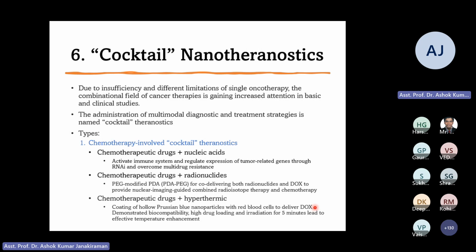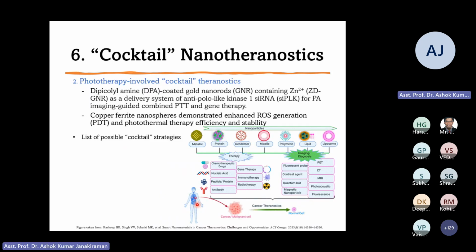The combination field in cancer therapies is gaining increased attention in basic and clinical studies. The administration of a multimodal diagnosis and treatment strategy is named a cocktail. So it has different models. Cocktail theranostics is a chemotherapy drug with a nucleic acid, or a chemotherapy drug with a hyperthermic mechanism. So we can see different multimodal diagnostic and treatment here. It's under the cocktail. Then the phototherapy involved cocktail theranostics.